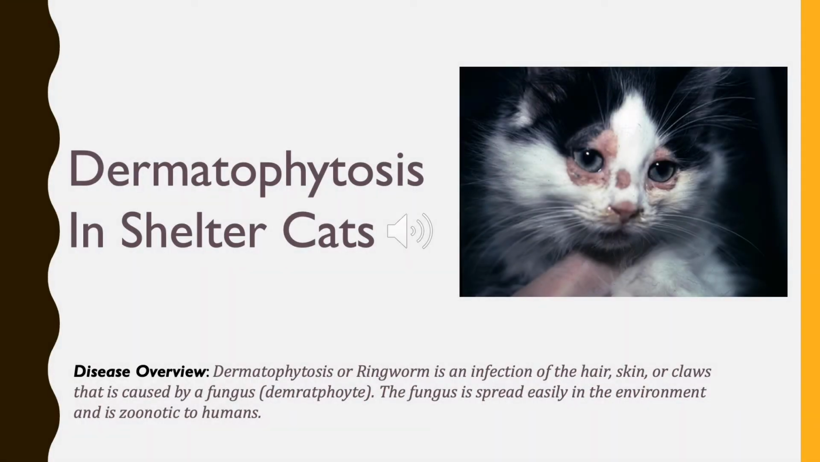Dermatophytosis in shelter cats overview. Ringworm is a superficial fungal infection of the skin, hair, or claws caused by a dermatophyte. It is a veterinary concern because of the zoonotic potential to spread to humans. Ringworm is a very common outbreak in shelters, especially among cats, and this presentation will explain ringworm, how to prevent an outbreak, and how to treat.